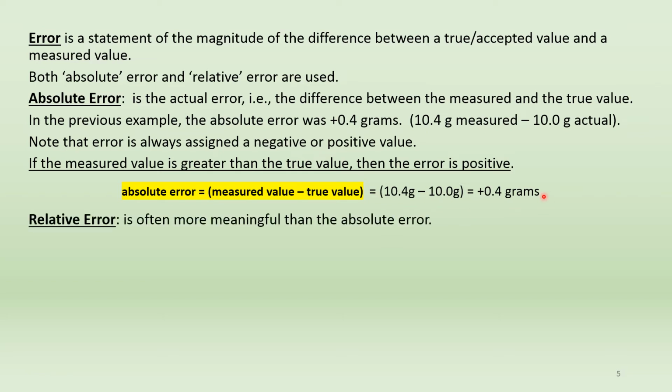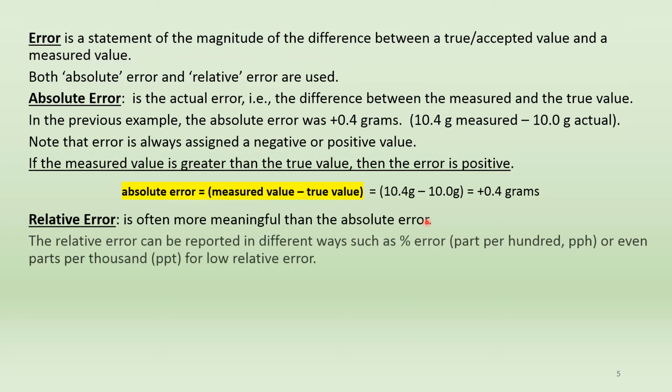Now, absolute error is not nearly as meaningful as relative error. For example, if you were out 0.4 in 1 gram, that would be a lot different than being out 0.4 in 100 or even in 1,000. The relative error is much less in a large quantity. So relative error can be reported in ways such as percentage error, which is parts per hundred, or even parts per thousand if the error is relatively low.